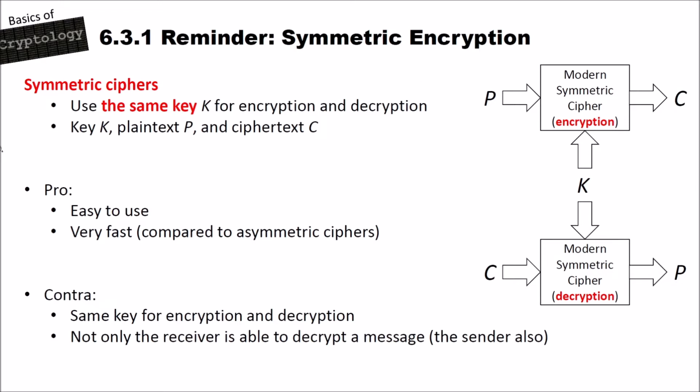There are some advantages and some disadvantages of symmetric encryption. The first advantage, of course, is that it's very easy to use. You only need the key K, and then you can encrypt and decrypt using the key. Another advantage is that it is very fast compared to asymmetric ciphers. For instance, with modern AES, you can really fast encrypt and decrypt plaintext and ciphertext.